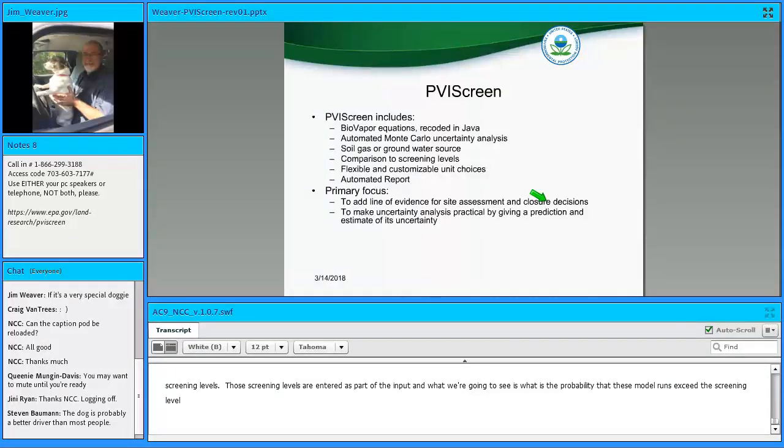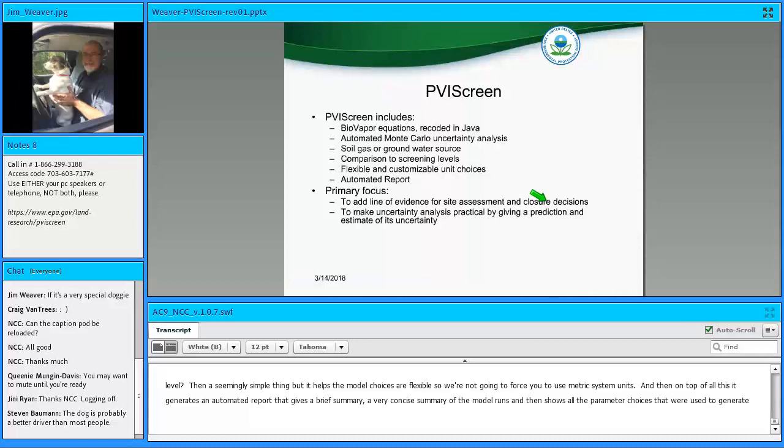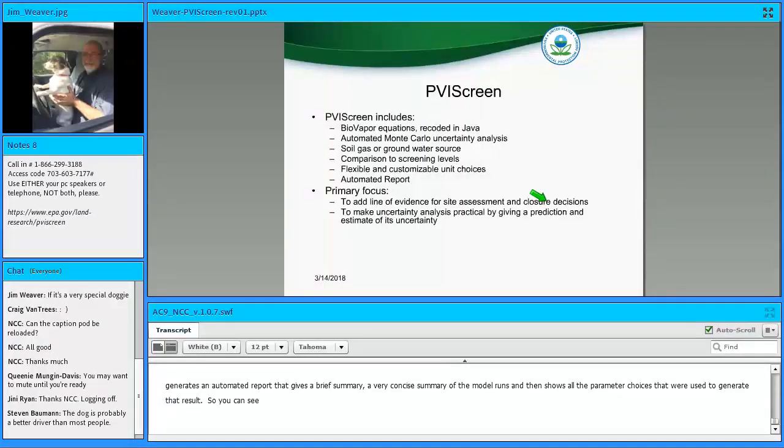And then a seemingly simple thing, but it helps facilitate correct use of the model, is that the model choices are very flexible. So we're not going to force you to use metric system units. And then on top of all this, it generates an automated report that gives a brief, very concise summary of the model runs, and then it shows all the parameter choices that were used to generate that result. So you can see everything that went into cooking up the result.